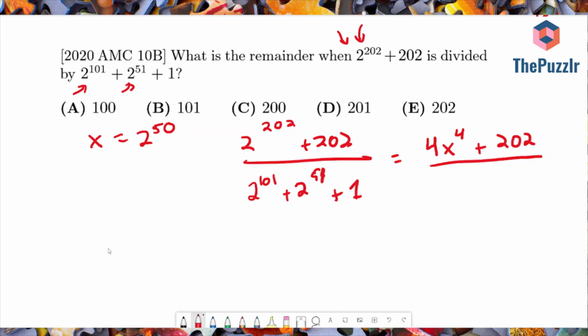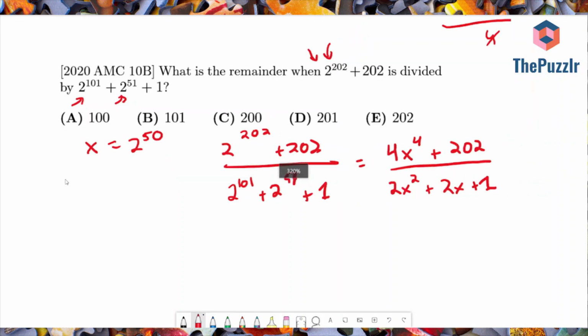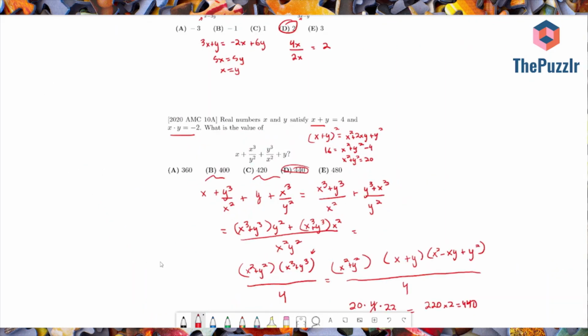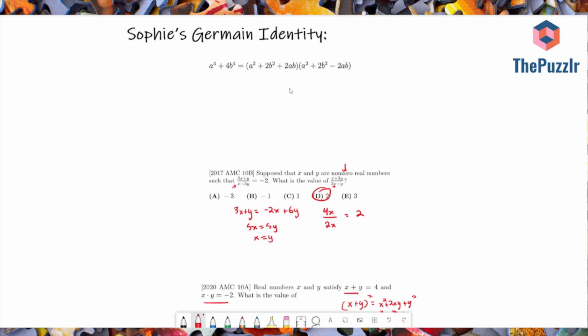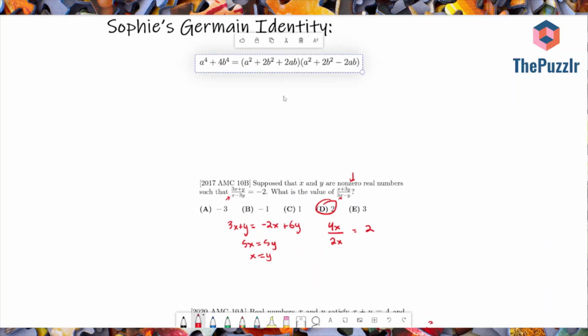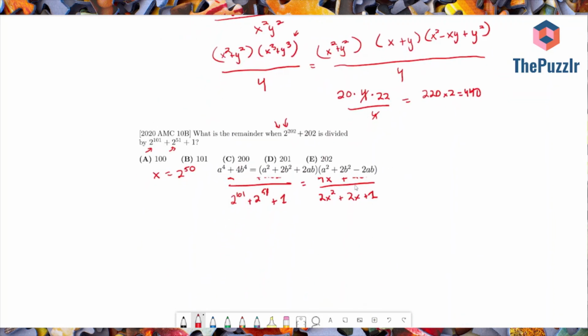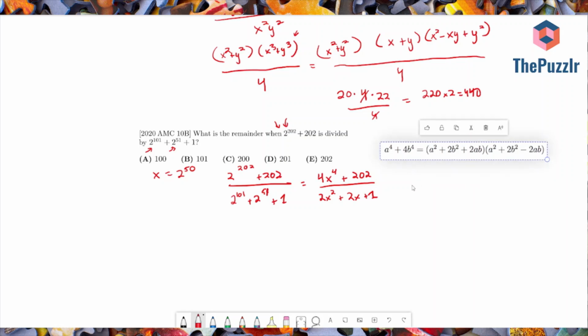So 4x to the power of 4 plus 202, over 2 to the power of 101. Well, that's just 2x squared, because we have 2 to the power of 100, which is x squared, times 2, so 2x squared, plus, then we have an extra 2, and then x, plus 1. Wait a second, this seems to ring some sort of a bell for me. Let's scroll back up to our identities. Did we see something like this? Wait a second, it's right there. We did see something like this. In fact, I'm going to copy this right here and put it right here so that we can see it while we're solving. This is just a Sophie Germain's identity.